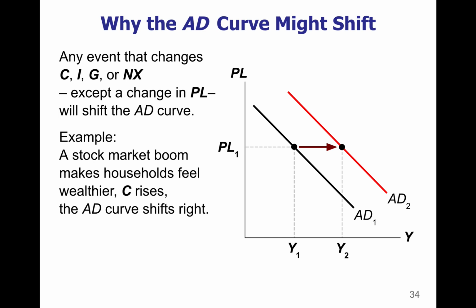If they told you that price level is going down, then that would mean the quantity would rise, or the quantity along the current aggregate demand would rise.